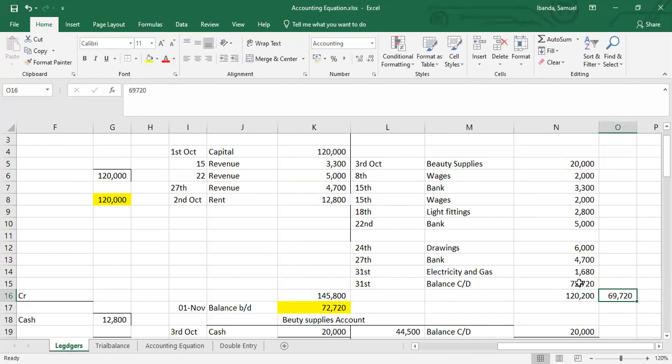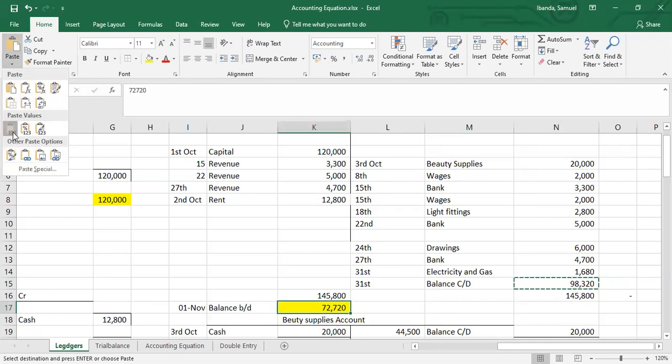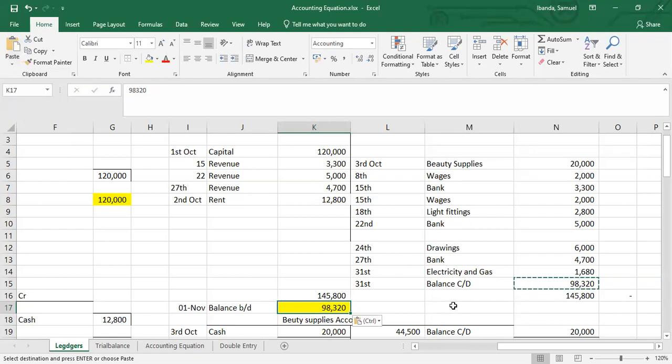Definitely, I'll have to get a difference between. Let me just first remove this. I'll first get the difference between this and this. So this is 98320. So this will be my balance. This will now be my balance. So I'll have here this value, 98320, as my balance. After balancing off, if rent is this side.